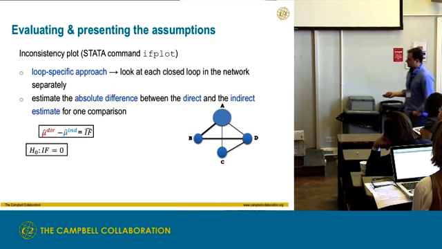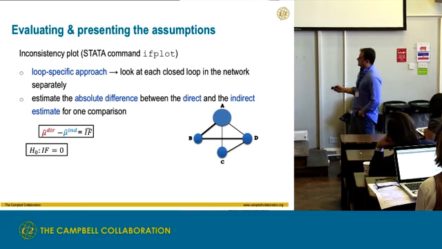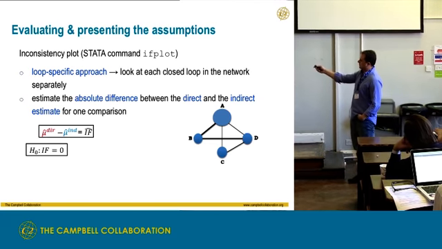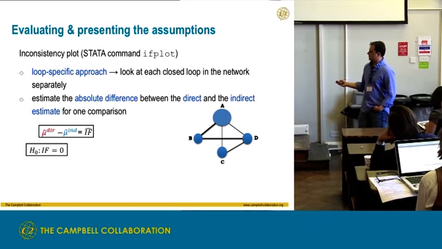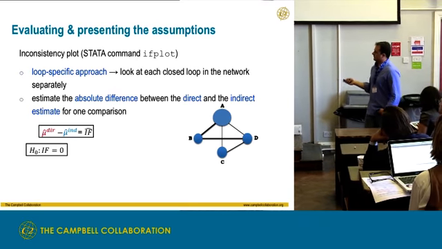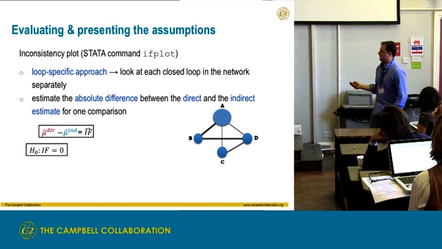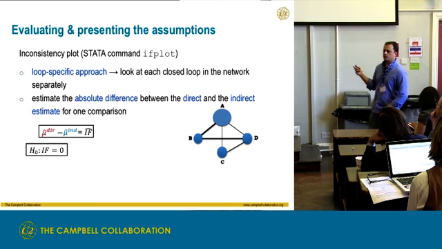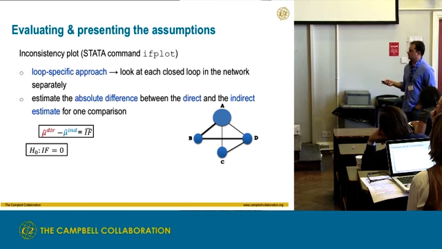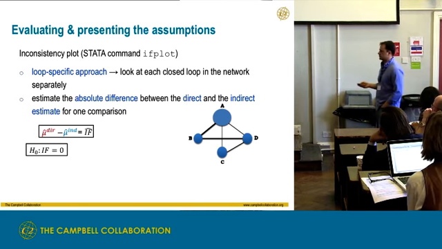I estimate the direct effect of B versus D and C versus D. I estimate the indirect effect from the other studies, and I test the hypothesis. This is the inconsistency factor, and I test the hypothesis that it is equal to 0. And I do that for all loops.